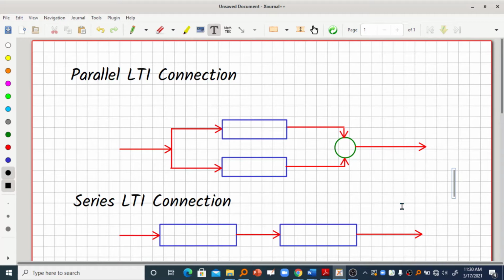So generally there are two different types of interconnections. They are parallel interconnection and series interconnection, right? So here we are considering the parallel LTI interconnection and the series LTI interconnection.